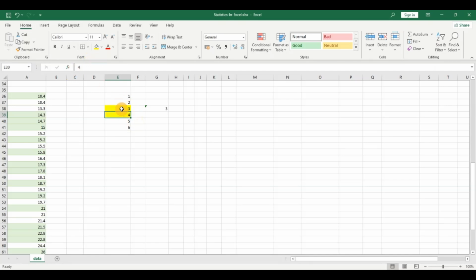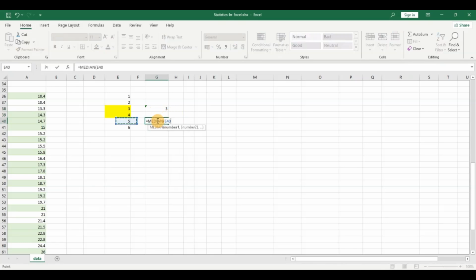You can see these two values together now represent the middle portion of your data. It splits again, 2 data points above and 2 data points below. So the average of these 2 data points is your median, which will be 3 plus 4 divided by 2, which is 3.5. You can confirm it here, equal to median, and let us select this range, and it is 3.5.